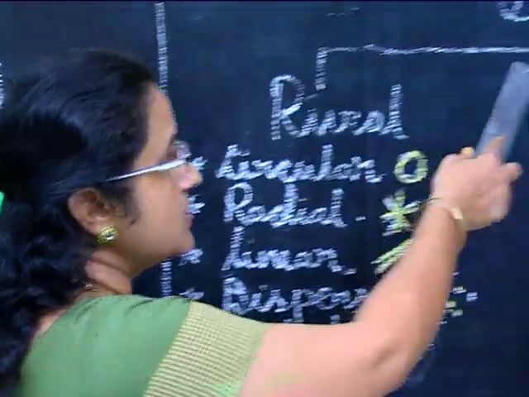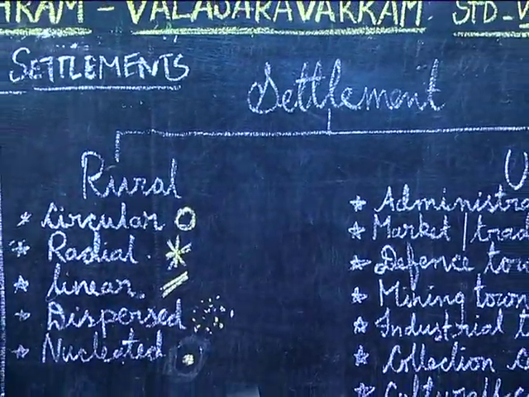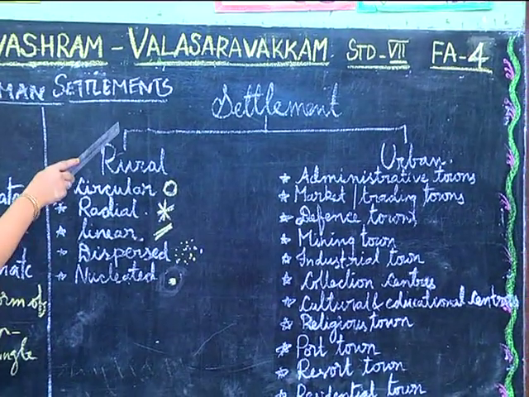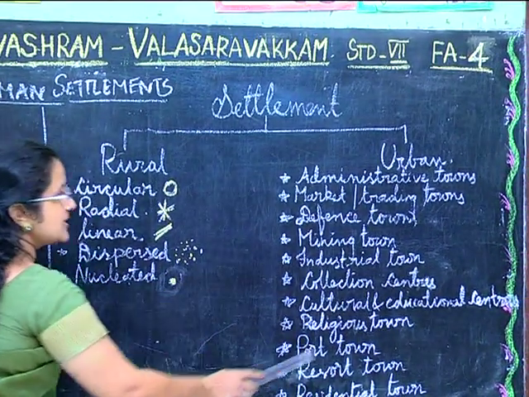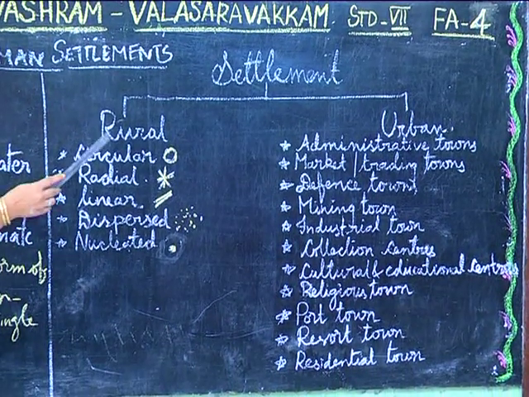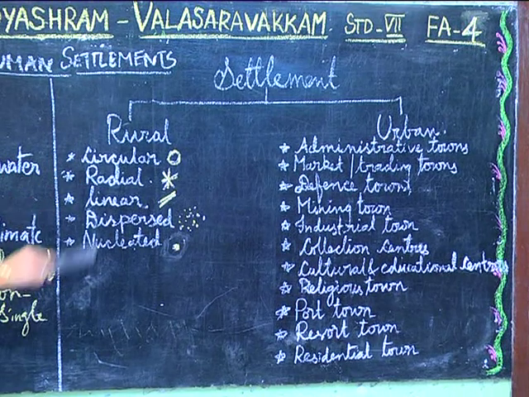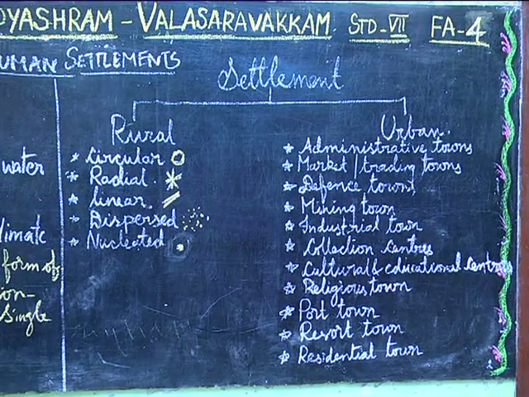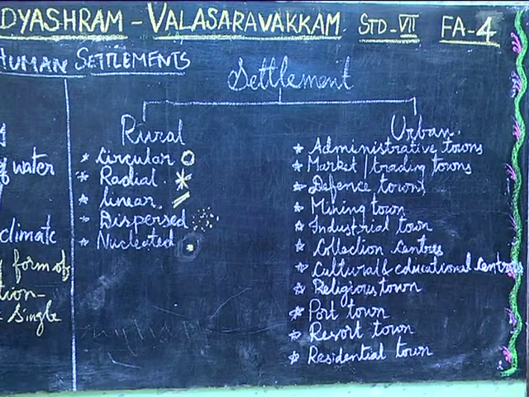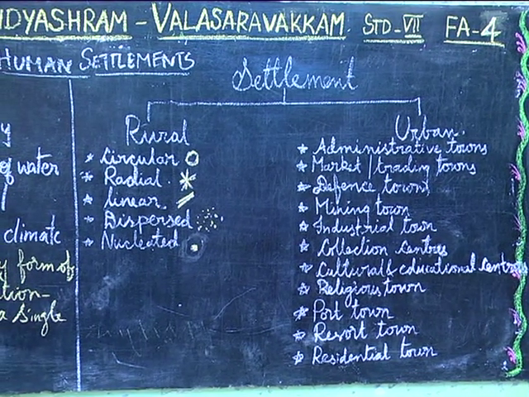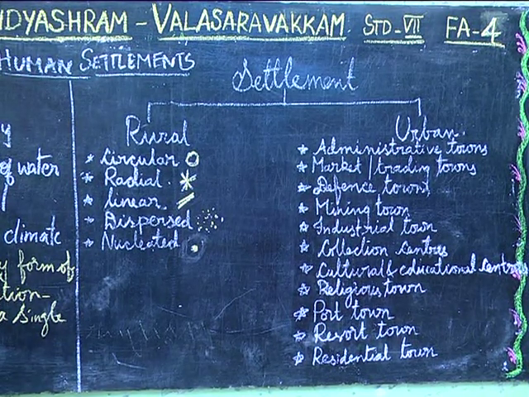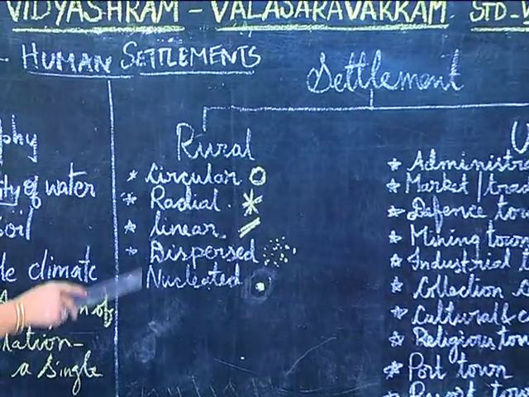Now let us see the two different types of settlements. They are rural and urban. We have divided them into two because of the way we have settled ourselves. Rural settlement is where people live in villages, and their primary activities are fishing, agriculture and cottage industry. The population of rural settlements is very small.